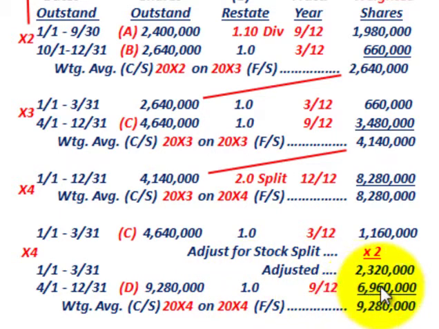So 9/12 of the year, we're going to come up with 6,960,000. So we've adjusted here that after the stock was issued, we got the equivalent of 2,320,000 plus our 6,960,000. So we're going to have the weighted average common stock for 20X4 for the 20X4 financial statement. So here we're just looking at 20X4. Total amount here, 9,280,000.